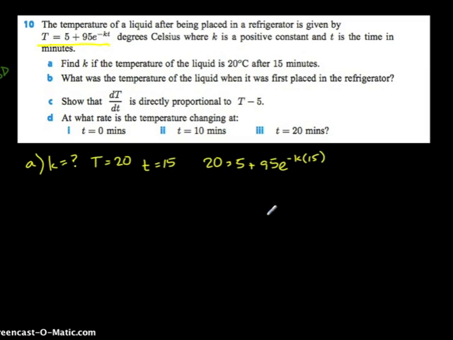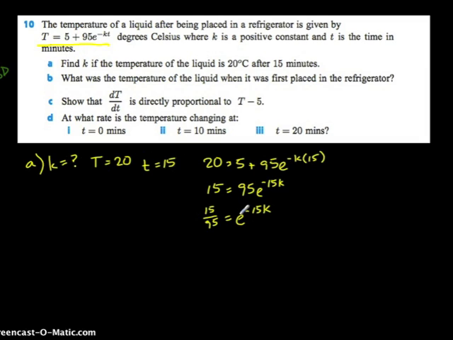And now we're looking at a problem similar to what we saw in 23b, where you're solving for a constant that's either hanging out with a natural log or an exponent. So let's go to work. First I'm going to subtract 5 from both sides, and that gives me 15 equals 95 e to the negative 15k. Then I need to get rid of this 95. To do that, I divide on both sides. So I have 15 over 95 equals e to the negative 15k.